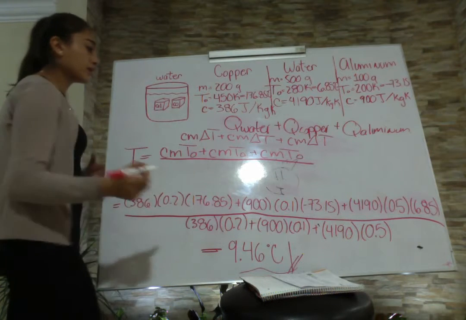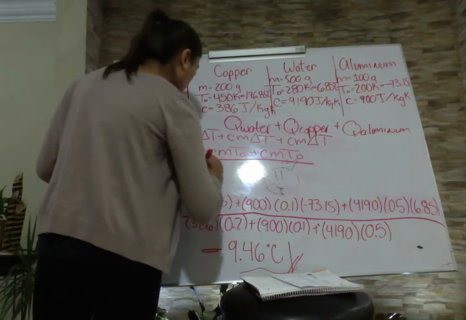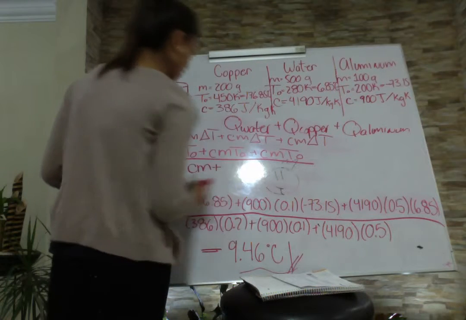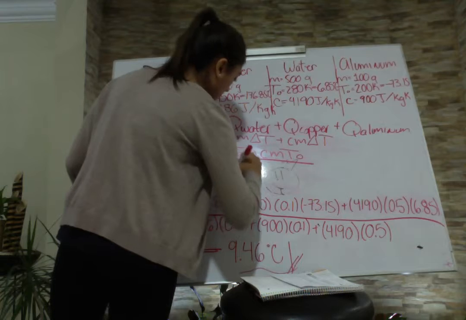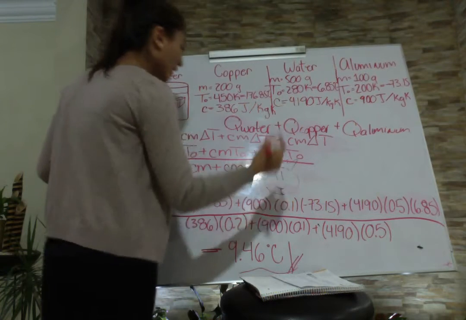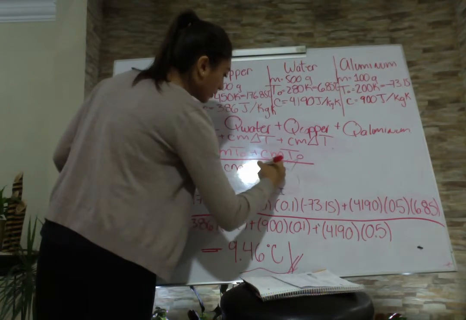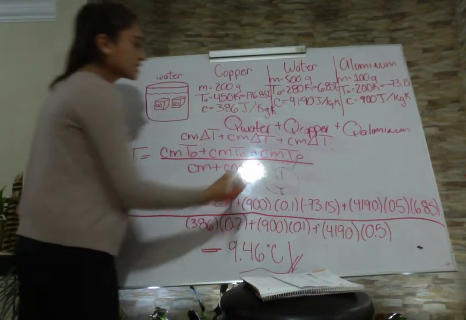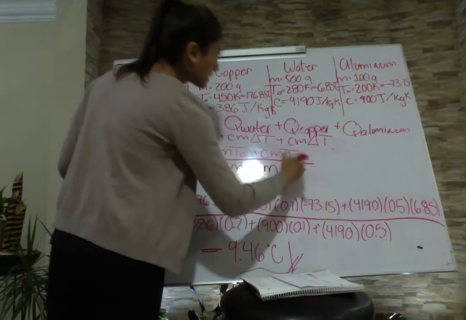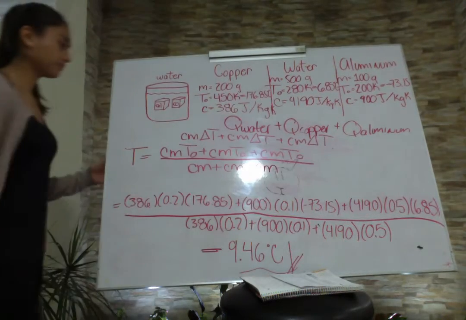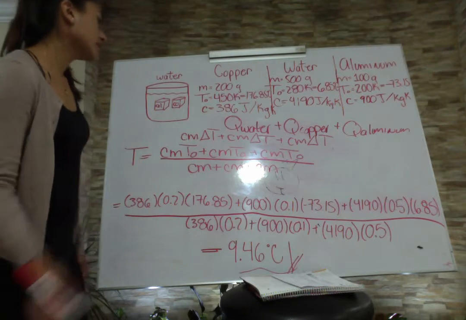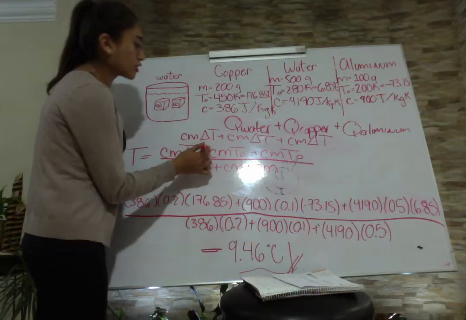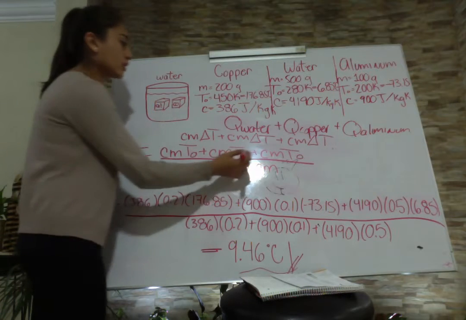And it's divided by the specific heat times the mass of the copper, plus the specific heat times the mass of the water, plus the specific heat times the mass of the aluminum. It's always the same, and what makes it a plus or a minus is the initial temperature.